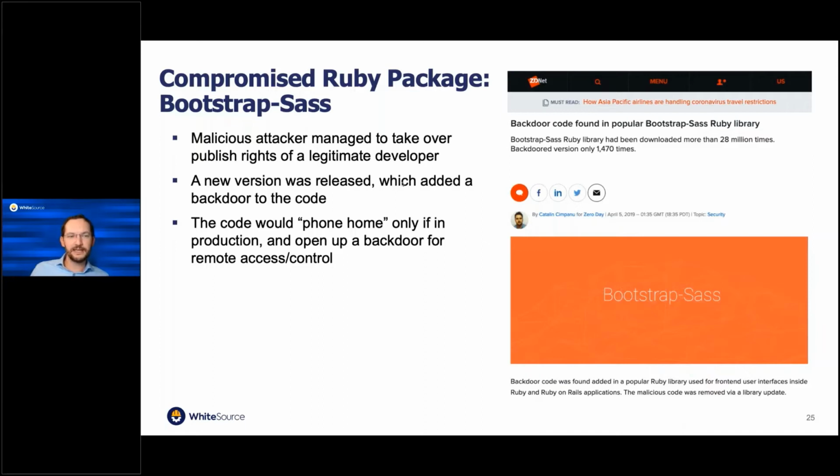So basically, a new version was released. It added a backdoor to the code. One clever bit was that the code would phone home to its owner only if it was in production. So you could install this package, you could test it, and you wouldn't notice that it was trying to make any new connections, even if you were very security conscious. So this happened in the Ruby ecosystem as well. Those are two examples of malicious packages.